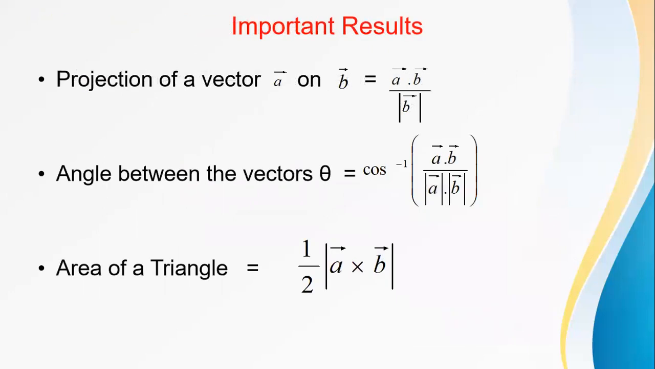Now we see some important results. Projection of a vector A on B is A dot B divided by modulus of B. Angle between the vectors: theta equals cos inverse of A dot B divided by mod A into mod B. Area of a triangle is half of modulus of A cross B.